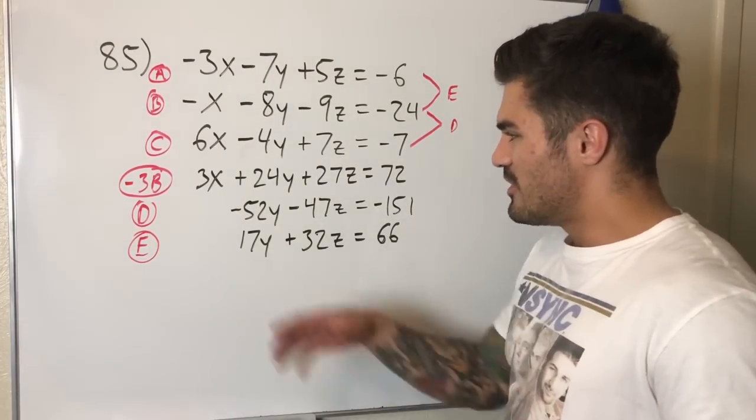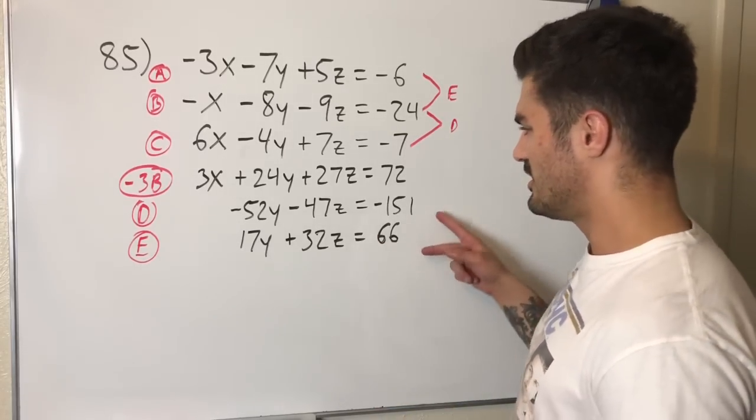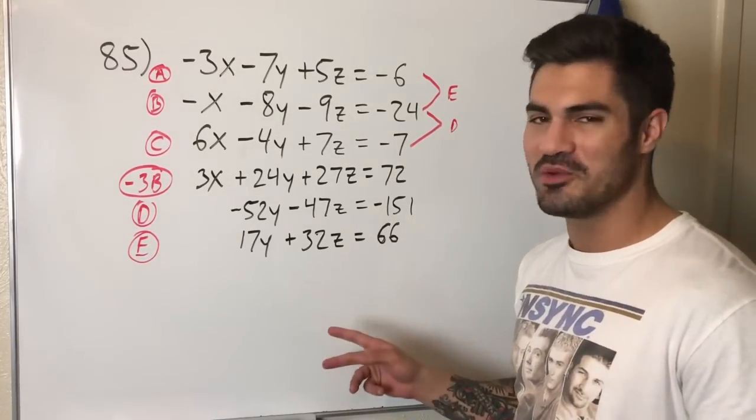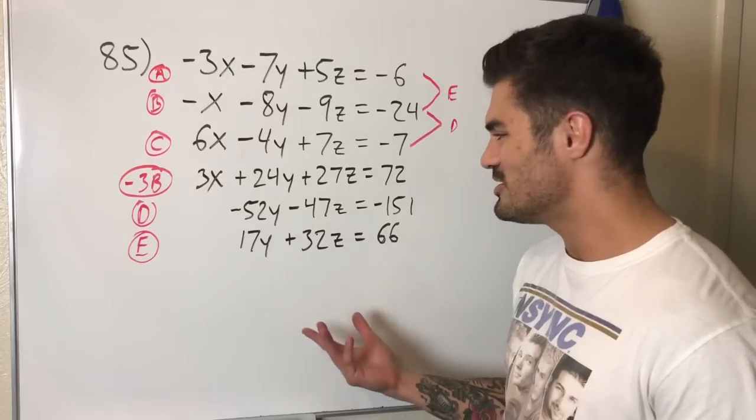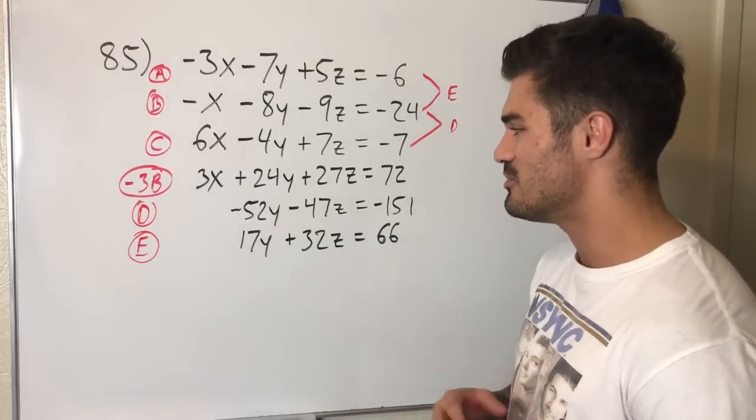All right, so now I have my D and E, so now it gets even more crazy, and the reason why is because I need to eliminate one of these variables, right? Substitution is going to give me crazy fractions. I don't really want to do that. Elimination is going to give me huge numbers.